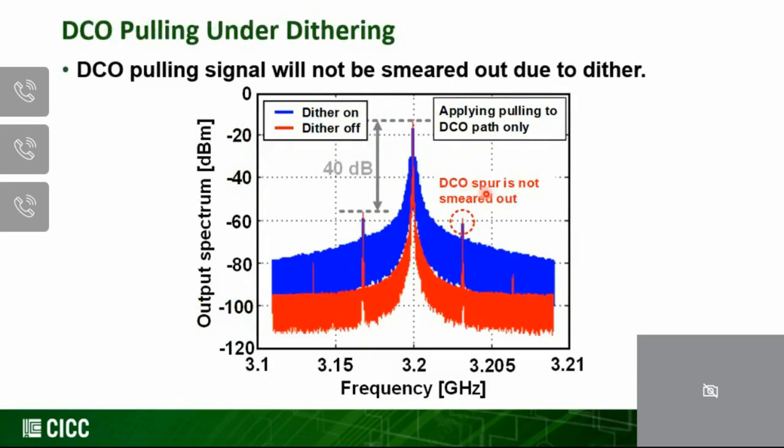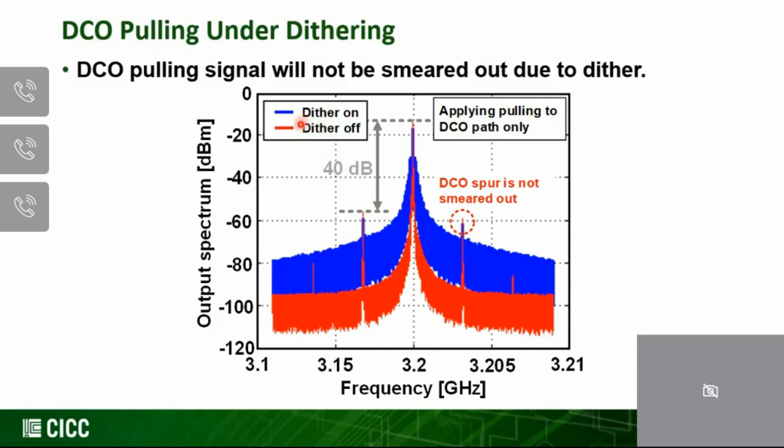All right, so here, just to prove that we can do that reference dithering without affecting the DCO interference, we show that first we turn off the dither, which is shown in red, and you see the DCO right there.